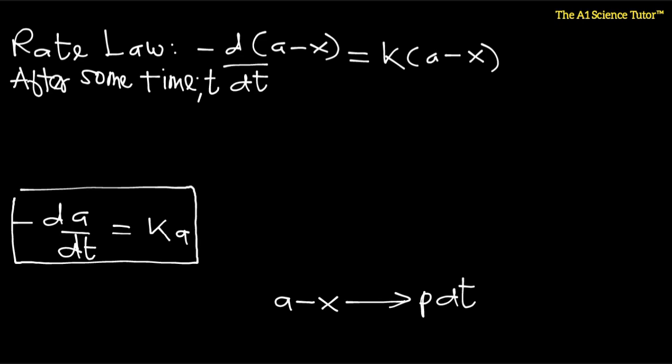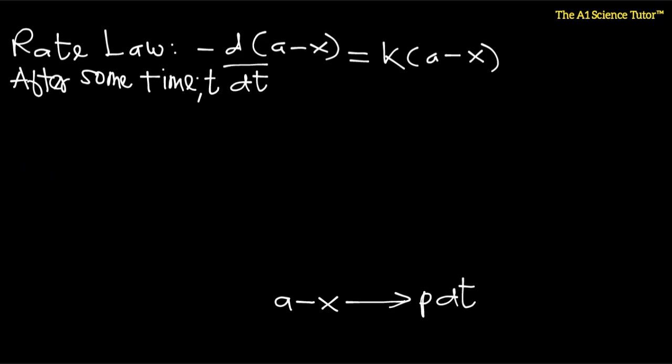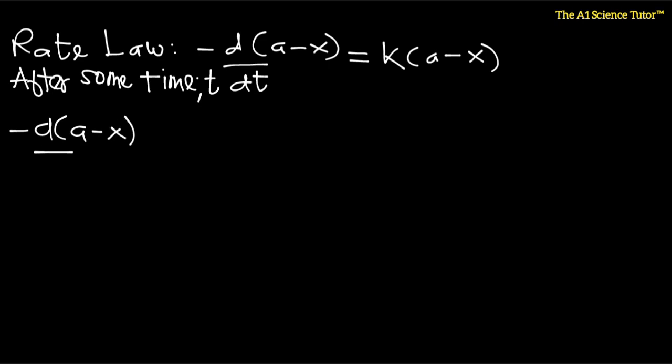So you need to know that after some time t, the amount that was present there would no longer be a. It would now be a minus x. So the rate law would correspond to this stuff that you see here. So I can now wipe this stuff out. So we have negative d, and this is a minus x over dt, and this is into a minus x.